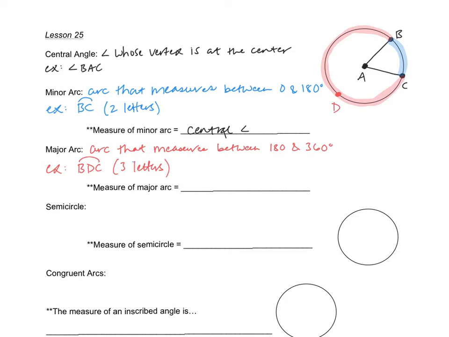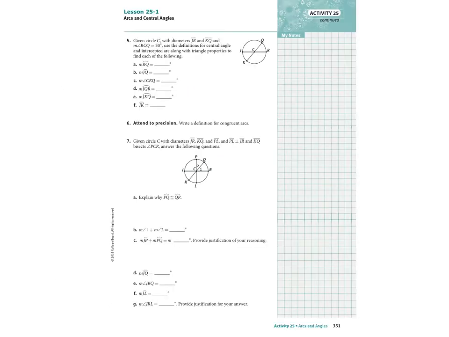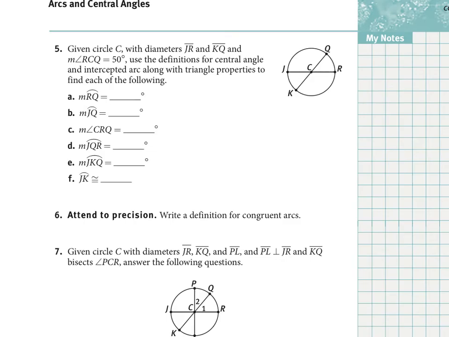We're going to stop here right now and jump back to the book and continue on with this in a little bit. We're going to jump back to page 351 and start looking at number 5. Number 5 says, given circle C, we have diameters JR and KQ. And we know the measure of angle RCQ is 50 degrees. It says use the definitions for a central angle and the intercepted arc along with triangle properties to find each of the following.